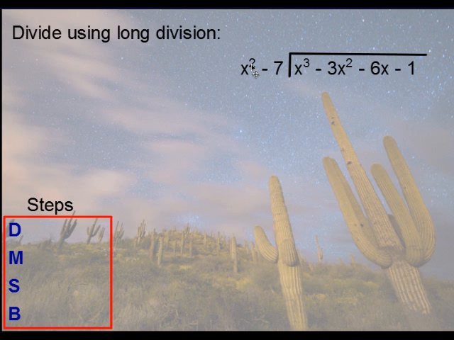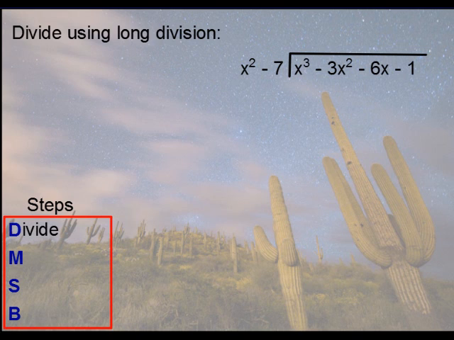The steps for using long division are the same as when you first learned long division back in elementary school, and that is this. Dead mice smell bad. Okay, maybe that isn't the secret to this, but essentially this tells you the order of the steps that you're going to use, in that you would first divide, then multiply, then subtract, then bring down.